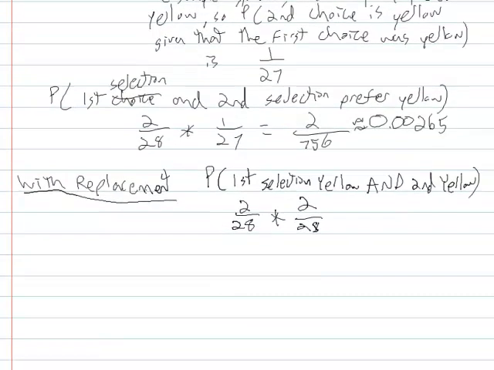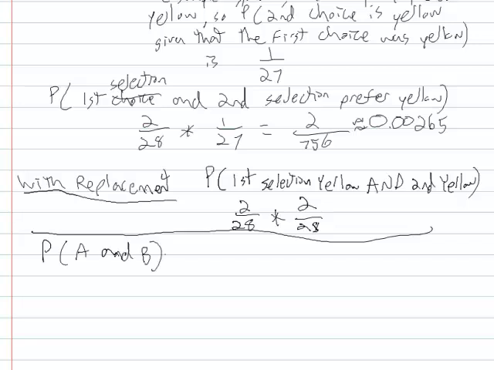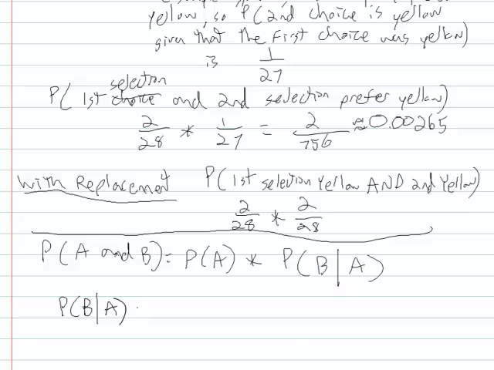So here's the formal multiplication rule. The probability of A and B is equal to the probability of A times the probability of B given A. So we put a vertical line there. What this means, probability of B given A, is the probability that B occurs, really assuming A has already occurred.